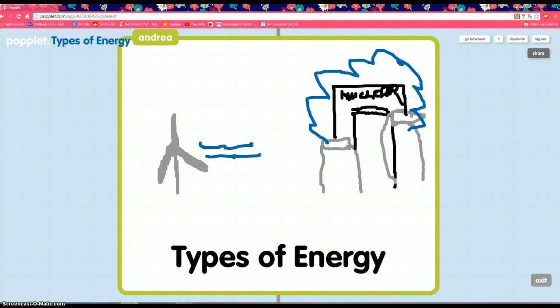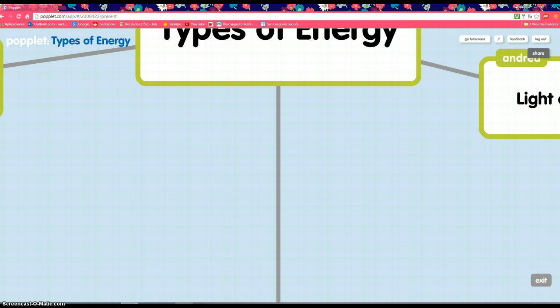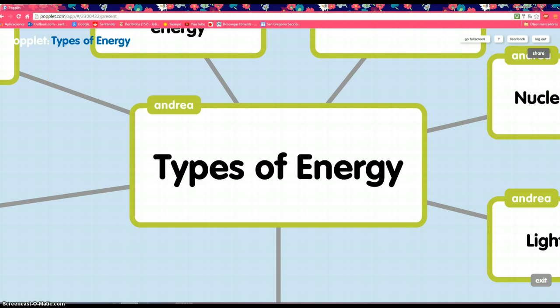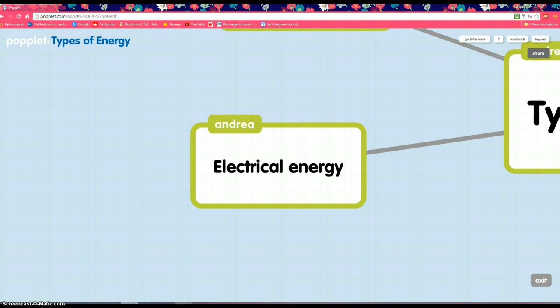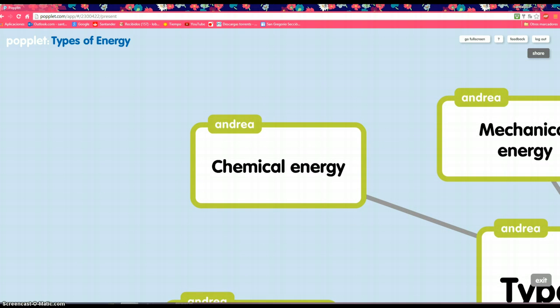The second mind map is called Types of Energy. Electrical energy is the energy produced by the flow of energy charge, such as the electricity used by washing machines and computers. Chemical energy is the energy produced by fossil fuels and biomass. In our bodies, it is the energy produced by the food we eat.